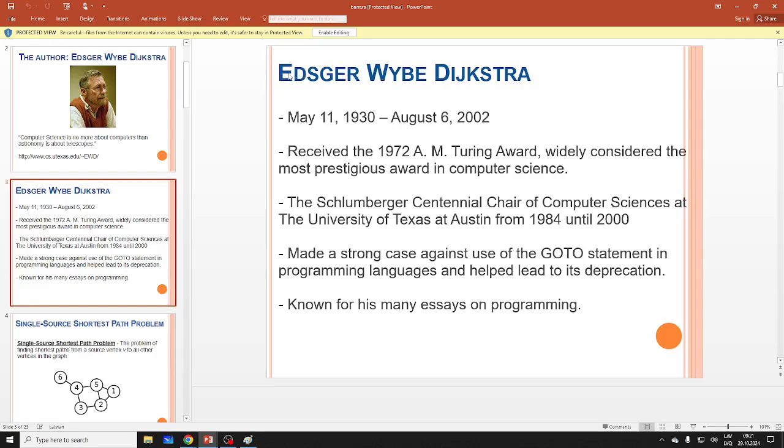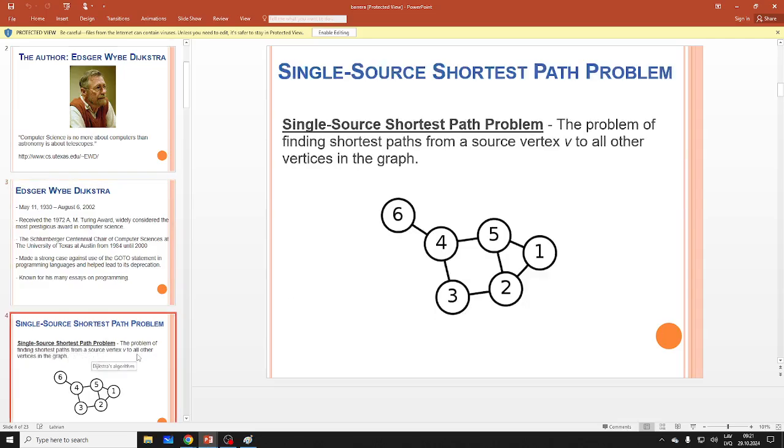He was a Dutch scientist. Not Edgar, but Edsger, I don't know. And Dijkstra, again, you can put this in Google, the tool which tries to pronounce it. So, okay, let's go back to our problem.